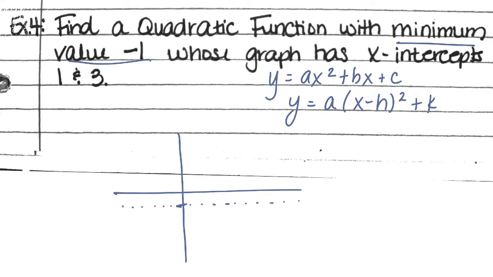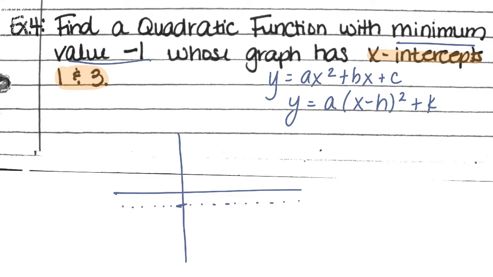I also know that it has roots of f of x equals 0. The roots are 1 and 3. How do I know that? Because it tells me that right here. Remember, x-intercepts are roots, which are also solutions, which are also zeros. So I know that we have x minus 1.